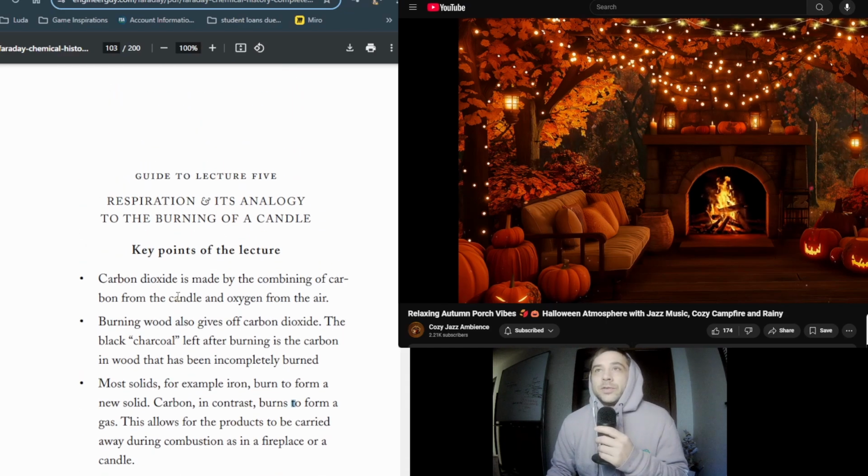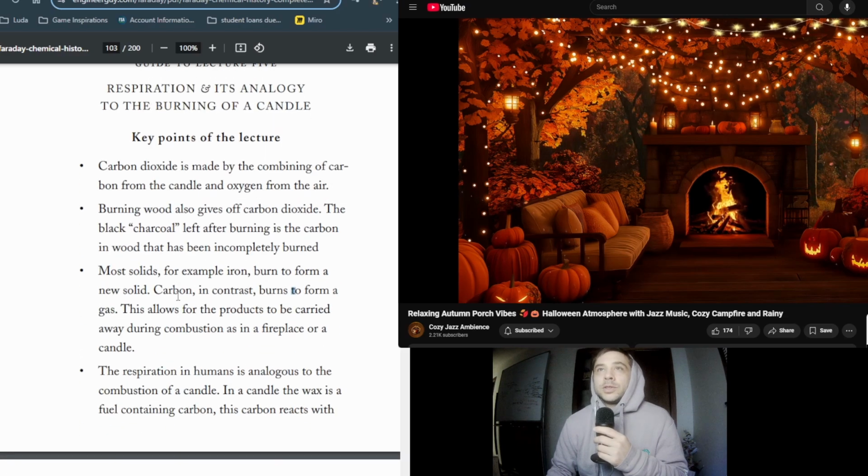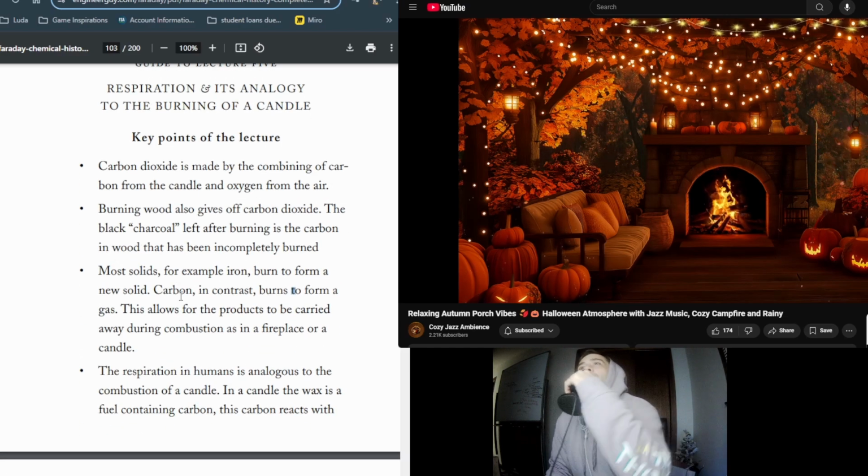The Guide to Lecture 5, Respiration and its Analogy to the Burning of a Candle. The key points of the lecture. Carbon dioxide is made by the combining of carbon from the candle and oxygen from the air. Burning wood also gives off carbon dioxide.